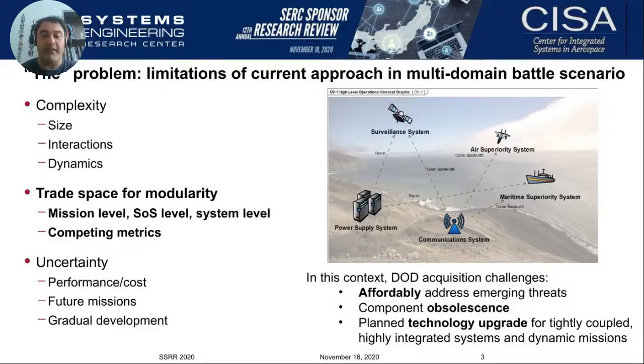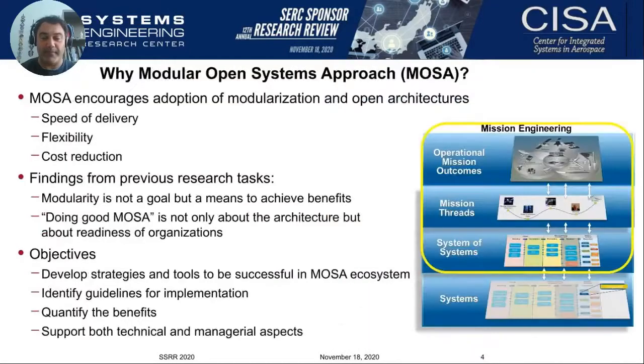And second, we need to consider competing metrics. We need to consider not only cost. Yes, we want this to be affordable, but we also want a certain amount of performance. And if we're thinking about dynamics, we want to be sure that this will also work for the future. So we want some flexibility. And of course, some more sources of complexity come from the fact that there's a lot of uncertainty in these systems. Uncertainty in performance and cost, uncertainty in future missions, and so we also want some gradual development of our systems, our acquisition.